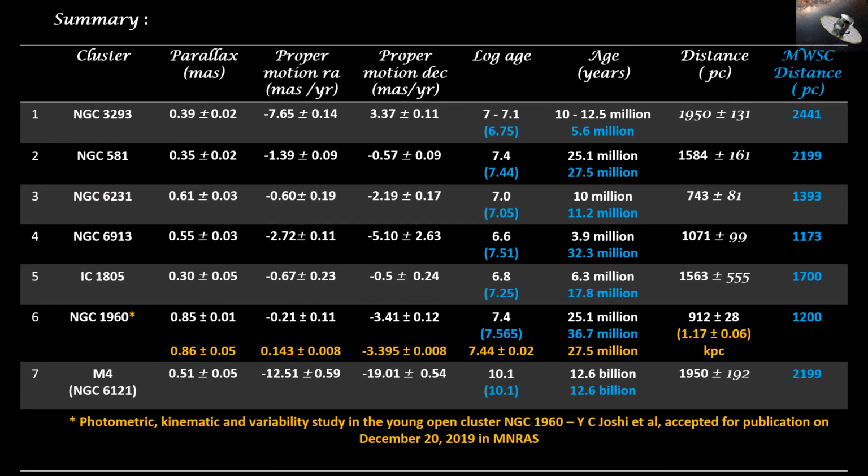This table gives the results obtained for each cluster. The figures shown in blue are from the Milky Way star clusters catalog included for comparison. For NGC 1960, the results of a recent paper, Photometric, Kinematic and Variability Study in the Young Open Cluster NGC 1960 by Y.C. Joshi et al. are also included.